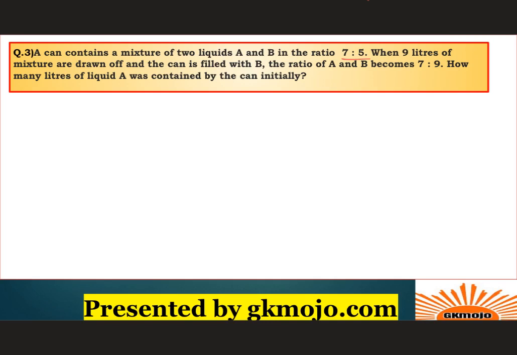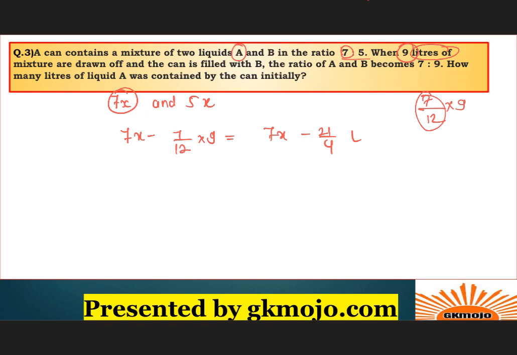So suppose the can initially contains 7x and 5x liters of mixtures of A and B respectively. So quantity of A in mixture left after this 9 liters of mixture was drawn off will be 7x minus 7/12 into 9, which will be equal to 7x minus 21/4. And how did this come? Alright, 7x initially is the quantity of liquid A. 9 liters of the complete mixture has been taken off, right? So how much part does A form of this complete mixture? 7th part of 7 + 5, which is 12. And 9 liters has been taken out. So out of this, 7/12 part is A. Hence, we have subtracted that.